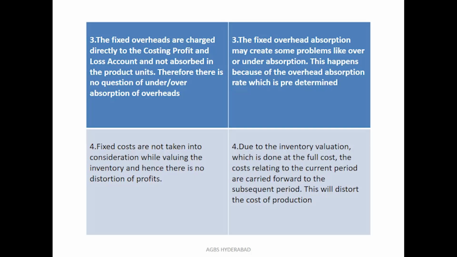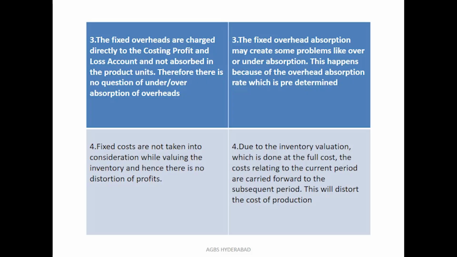Whereas in absorption costing, due to the inventory valuation which is done at full cost, that is the cost related to the current period or carried forward to the subsequent period, this will distort the cost of production. So, absorption costing and marginal costing both look similar but are not the same. Absorption costing we can also call average costing, because in the average we take total fixed cost and total variable cost combined as total cost.